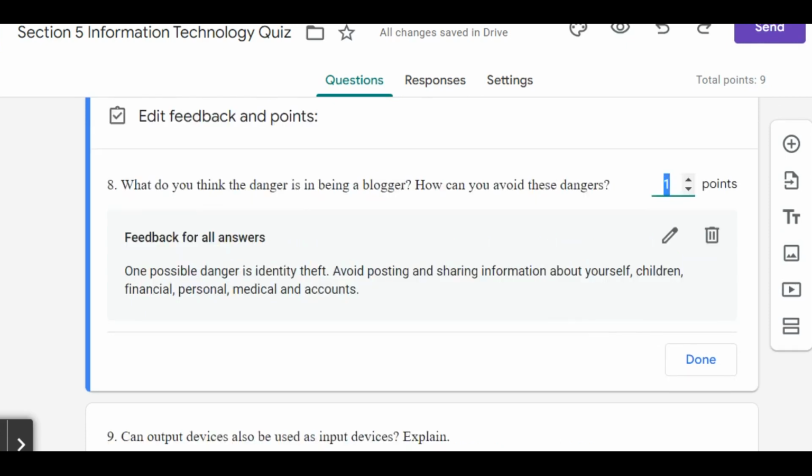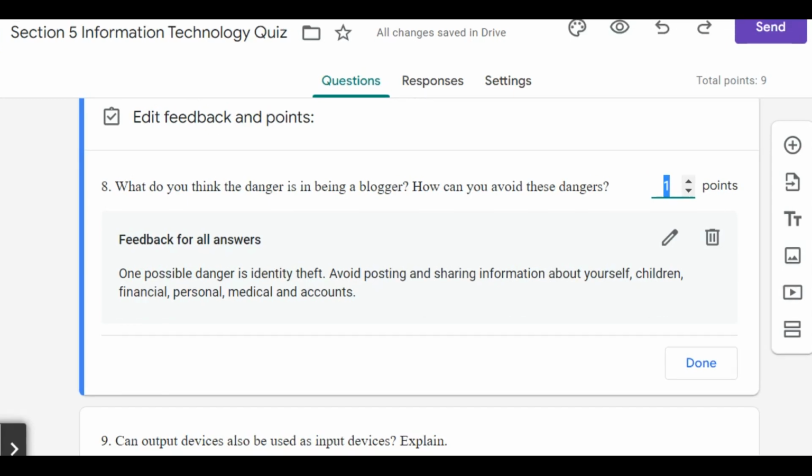Number 8, what do you think the danger is in being a blogger? How can you avoid these dangers? Blogs are very popular, and a blog is an online journal where you post information that you want others around the world to be able to read. A blog is typically a single web page that a person continually adds to over time, just as you would add to a traditionally written journal or diary.